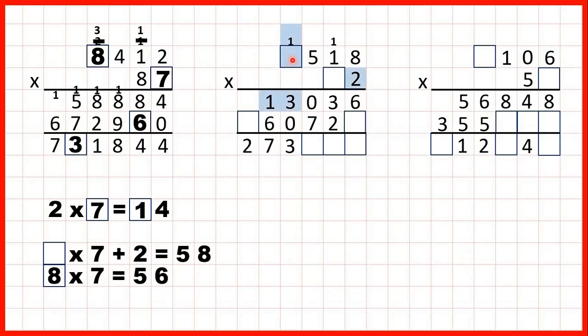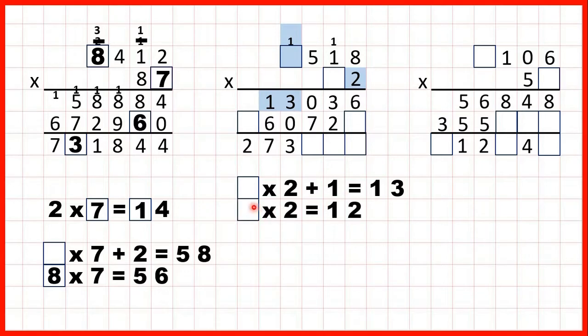And now we have something times 2 plus 1 is 13. So before they added the 1, they must have done something times 2 to get 12, and we know that 6 times 2 is 12, so 6 must be our missing digit. 6 times 2 is 12, plus 1 is 13. Now we can cross out our working, and we know that the last digit of a second answer line is always a 0. But now we have 8 times something, and we have a 2 in our answer line.